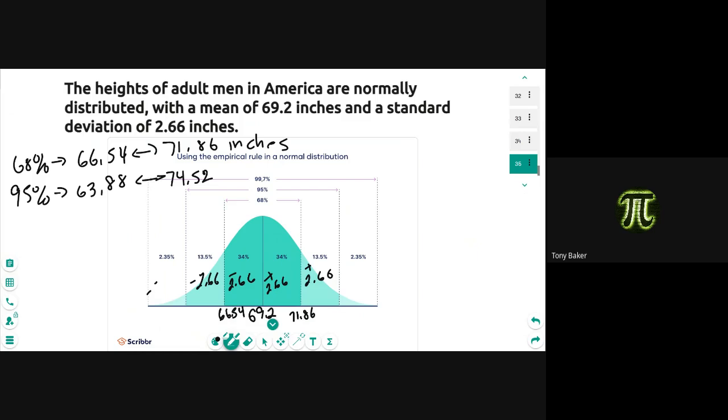And if we do it one more time, 77.18. And the lower side? Okay. How tall is the door? 80 inches. Even going out 3 standard deviations, it's still lower than 80 inches. Okay.